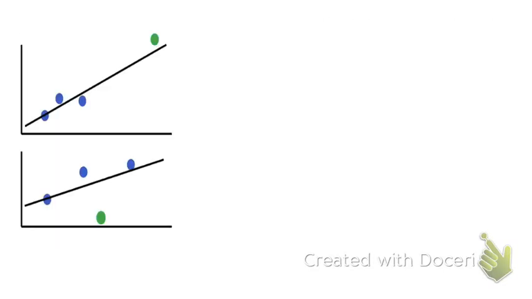So our first one here. What do you guys think about that green dot? The green dot is the top right dot. Do you guys think that that is an outlier or a high leverage point? High leverage point. That is a high leverage point. Very good.